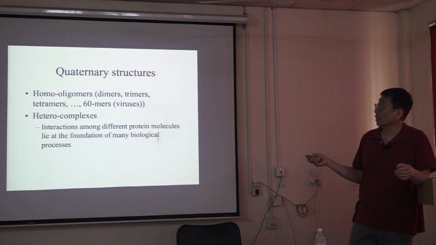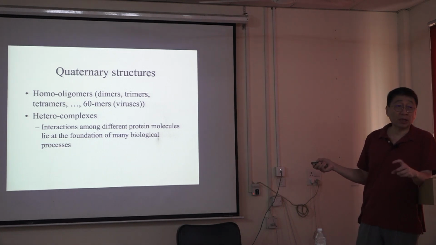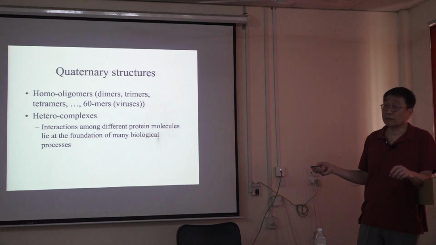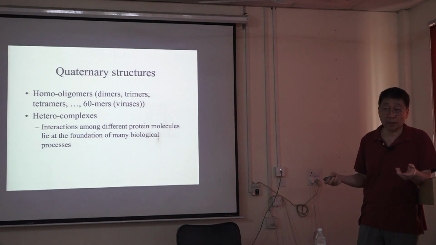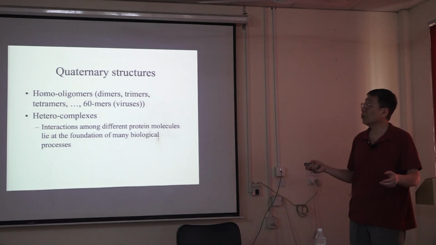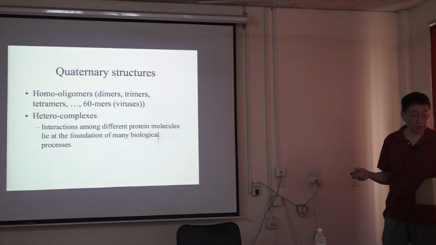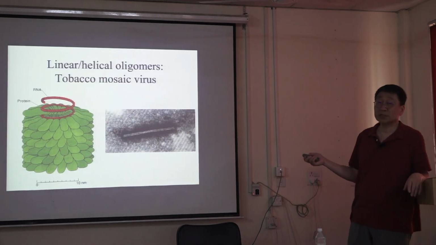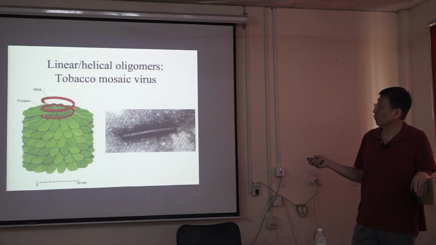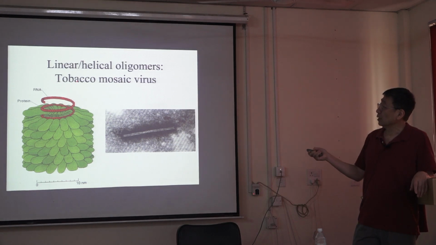Either way, just like domain-domain interfaces, the protein-protein interface is oftentimes where important biochemistry happens. So it's very important to forming these kinds of complexes. So I'll just show you a few examples. So first is linear oligomers.